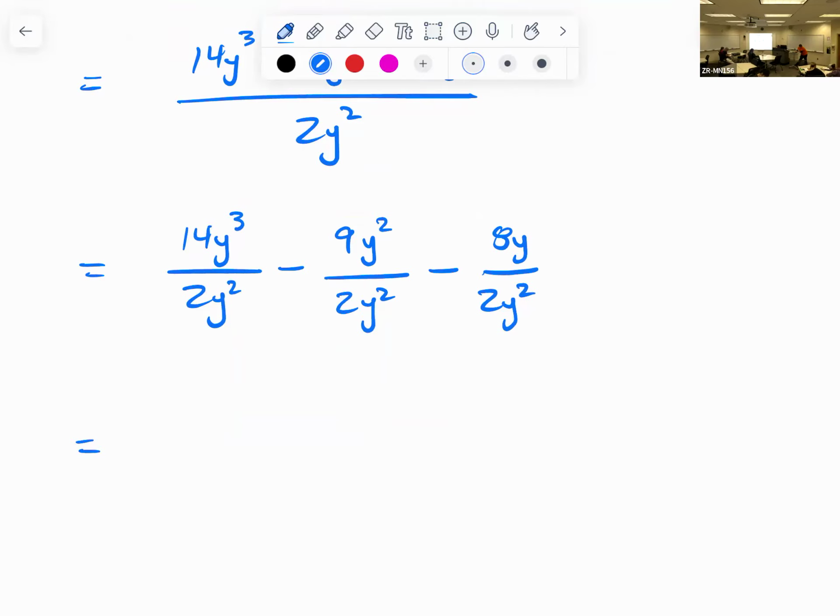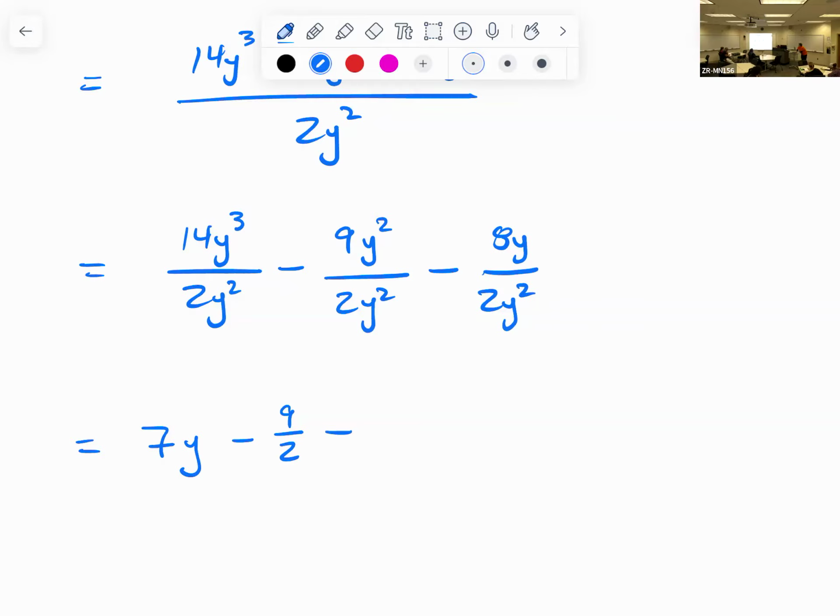So 14 divided by 2 is 7. y cubed divided by y squared is just y. And then same thing, minus 9/2, I'm just gonna leave it as such. And y squared divided by y squared is? It cancels. Y squared divided by y squared is just 1, so that goes away.